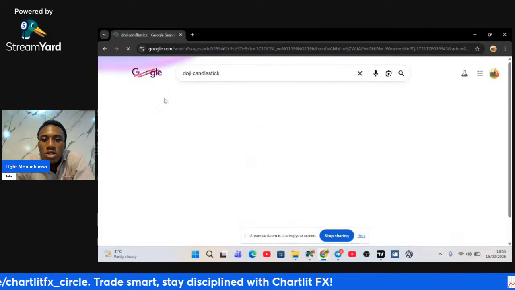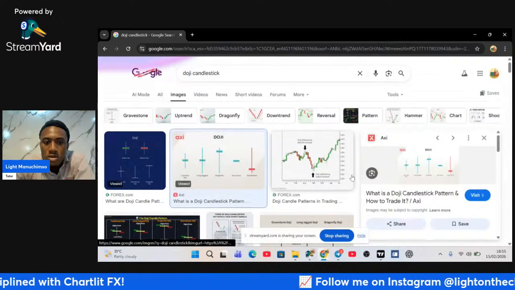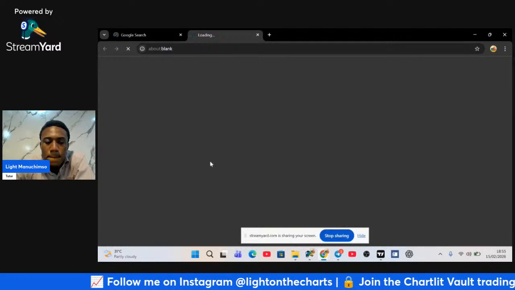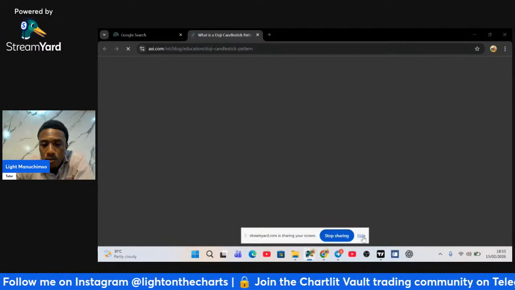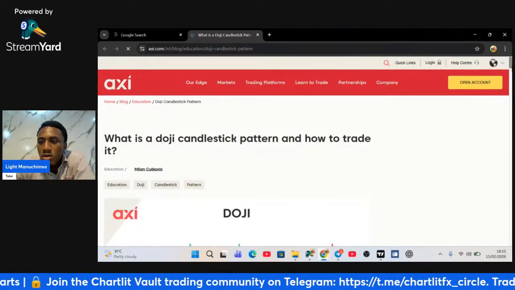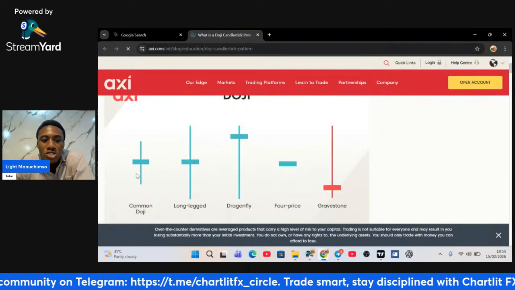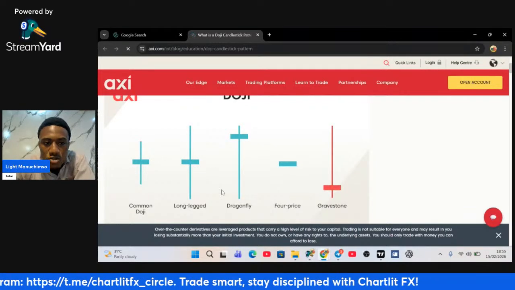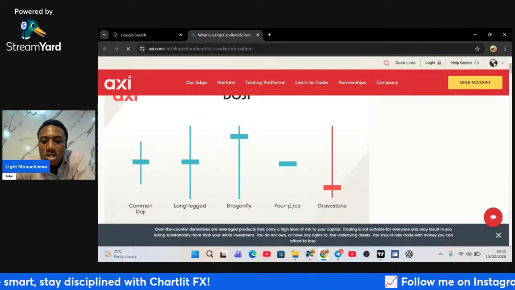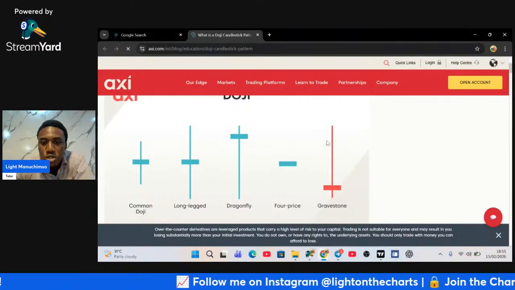Let me take us to images so that we get to see it clearly. Okay, these are doji candlesticks. You can see there are different types of doji sticks, and all of them signal indecision, right? This is the common doji, the long leg doji, the dragonfly doji. I think this one is called the four price, but you barely see this one on the chart. This one is called the gravestone.